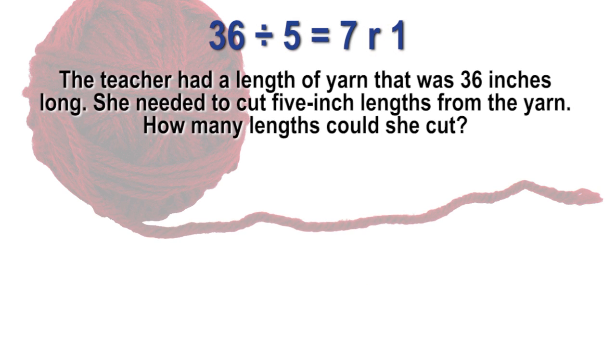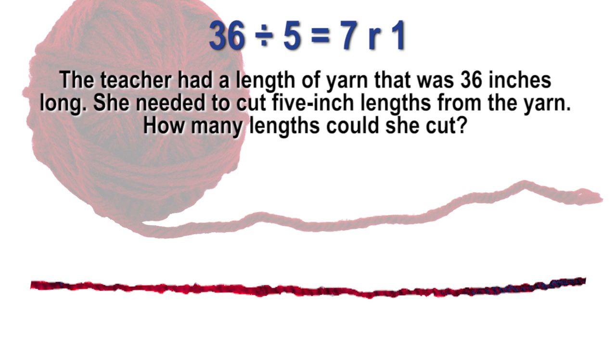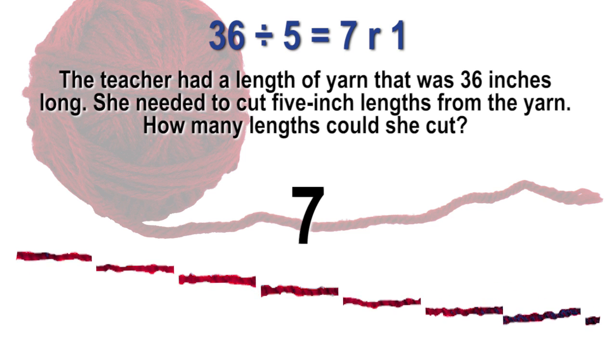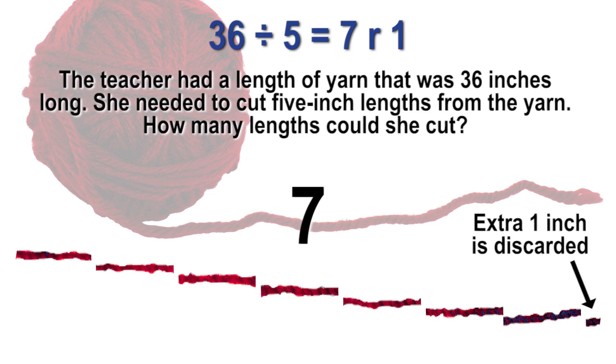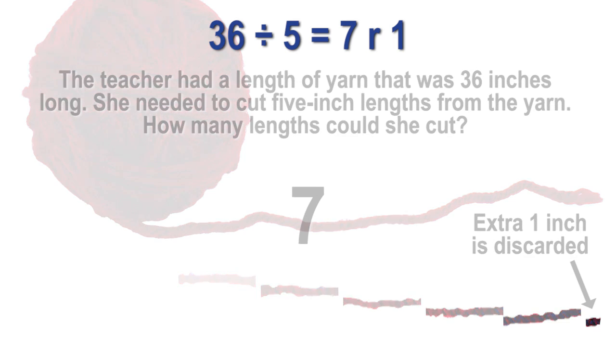The next problem is the teacher had a length of yarn that was 36 inches long. She needed to cut 5-inch lengths from the yarn. How many lengths could she cut? We are still solving 36 divided by 5. The answer in this case is 7 because she can cut 7 5-inch pieces of yarn. The remaining 1 inch of yarn would most likely be discarded because it is useless for the project described in the word problem. In this situation, we are discarding the remainder.